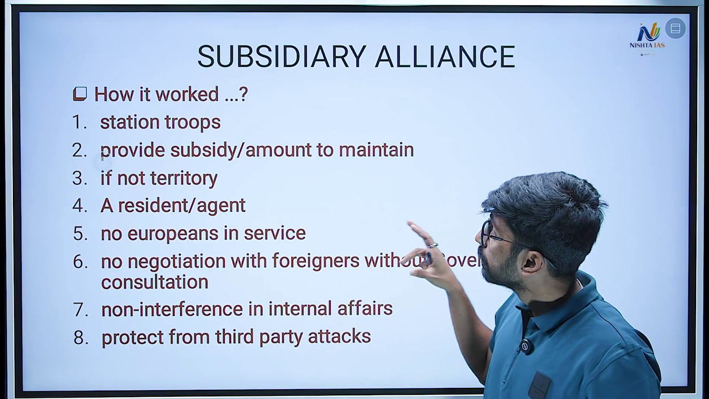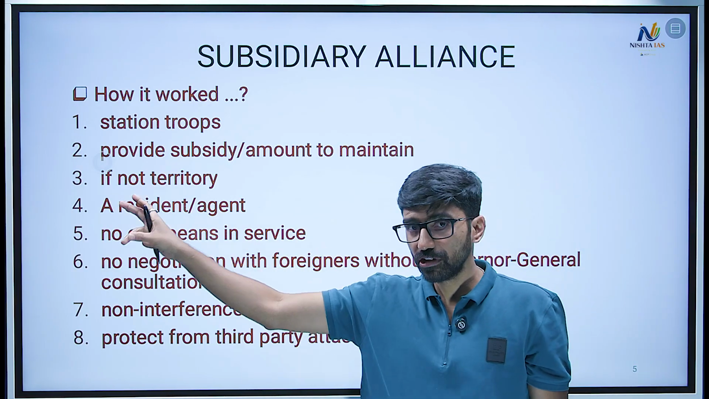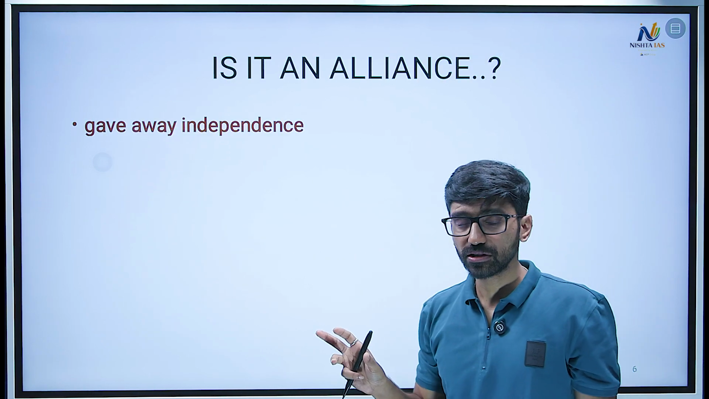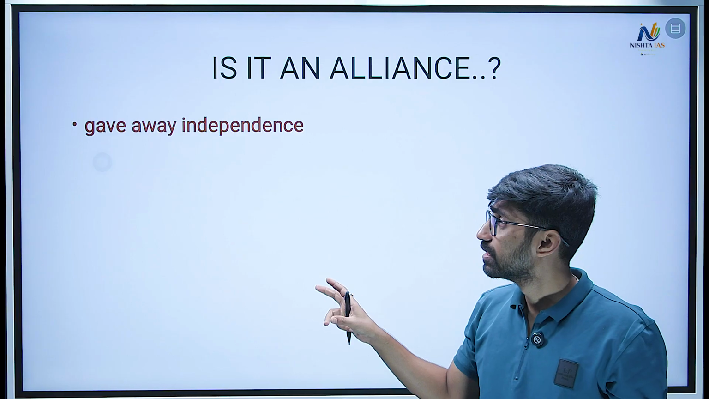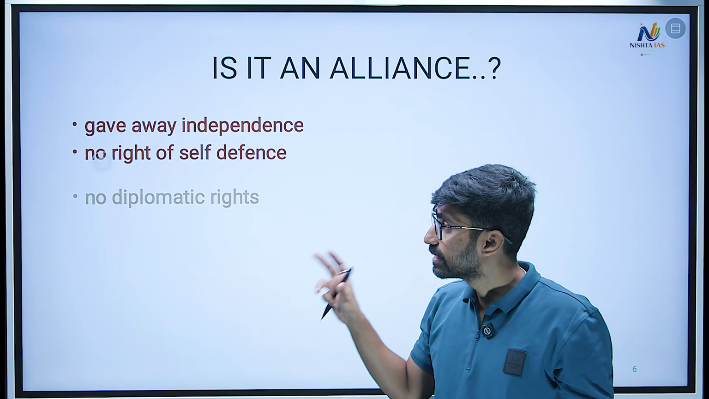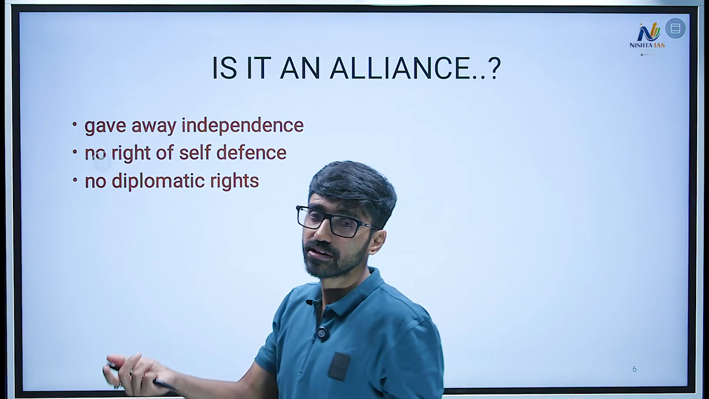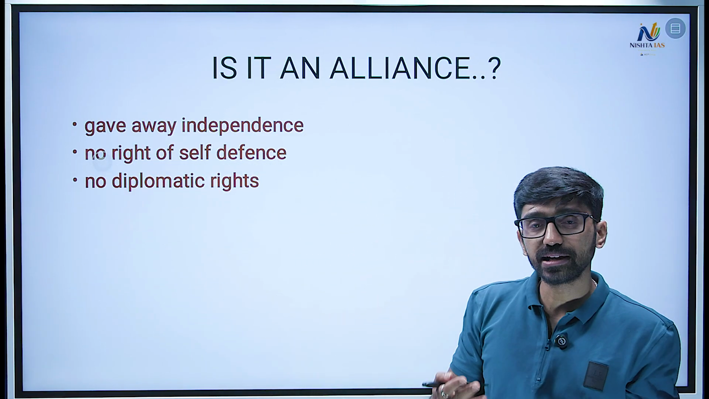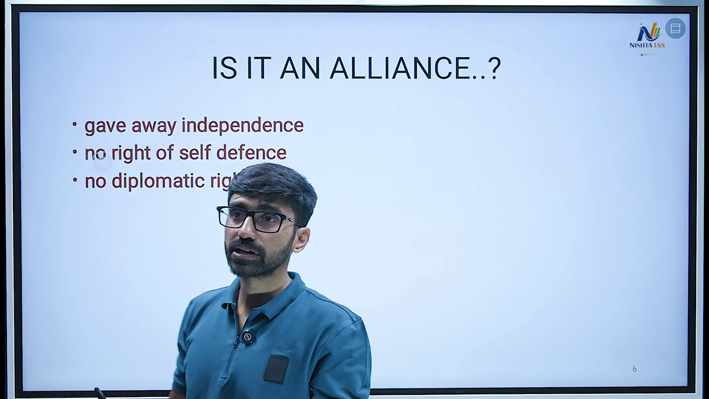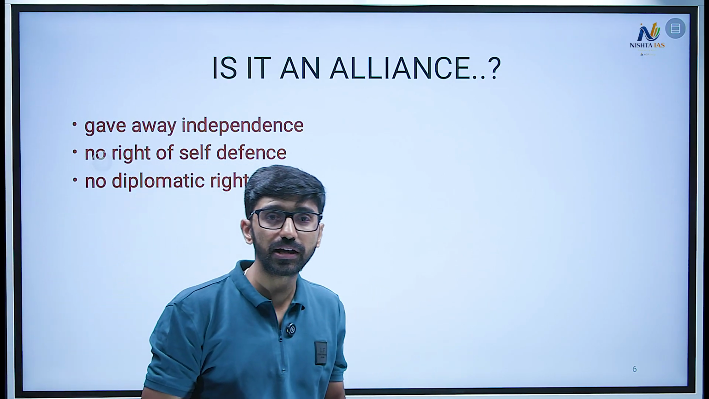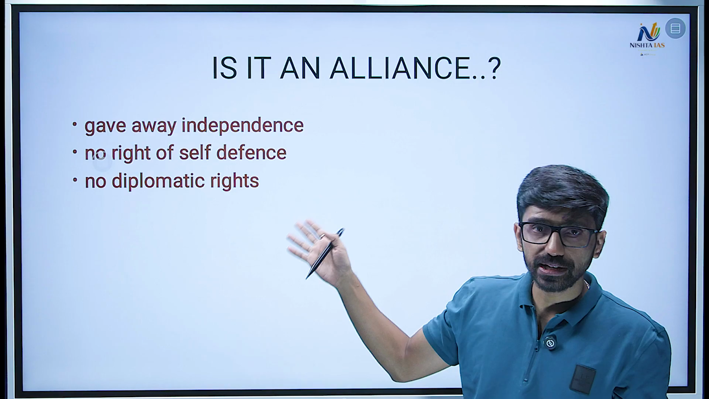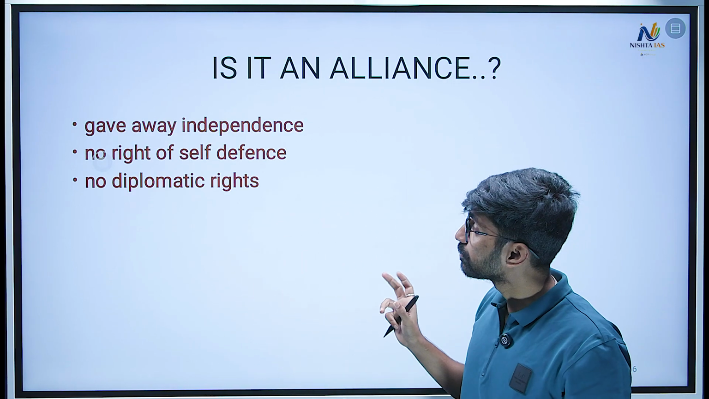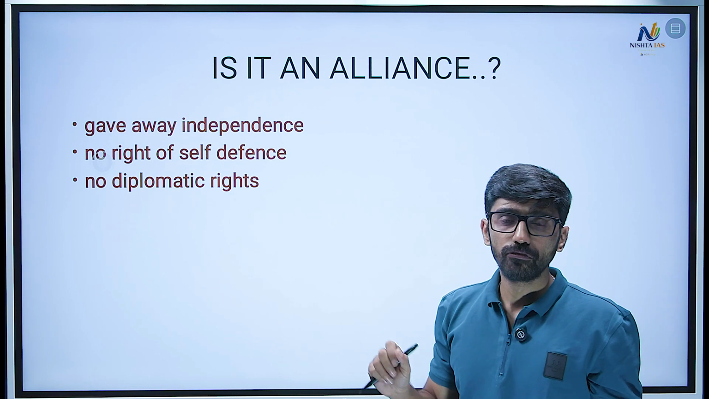So this is how the subsidiary alliance system worked. To fulfill those objectives, this is how it was working. And now, is it really an alliance? A little bit of analysis, not so much from the prelims perspective. It was never an alliance. It gave away the independence of that state, and the state became subservient to the interests of the British, and there is no self-defense over here. You are giving away your defense rights also, and that is the reason Tipu Sultan, before the 4th Anglo-Mysore War, refused to sign this treaty, and on a false pretext, Richard Wellesley attacked Mysore, attacked Tipu Sultan. That is a direct result of the subsidiary alliance system, which directly led to the 4th Anglo-Mysore War.